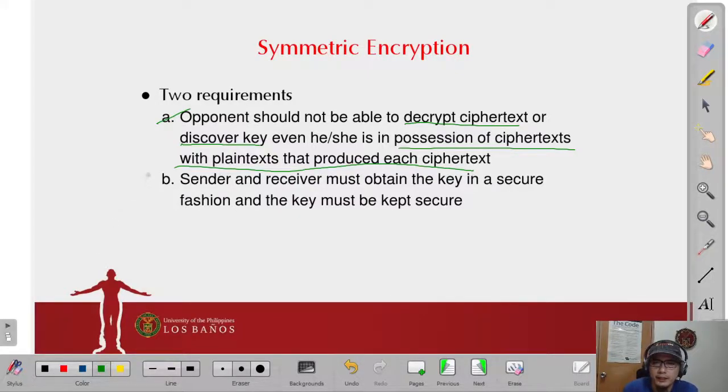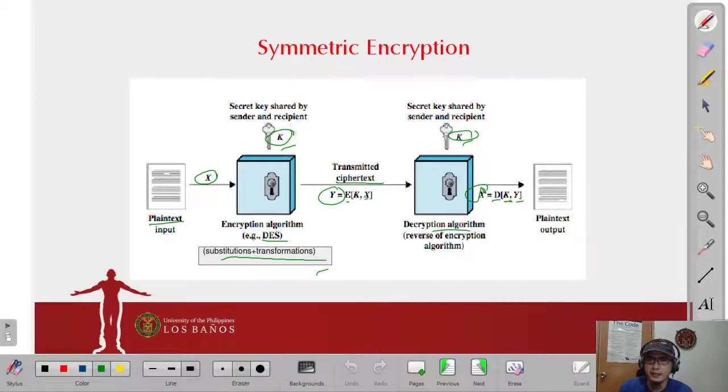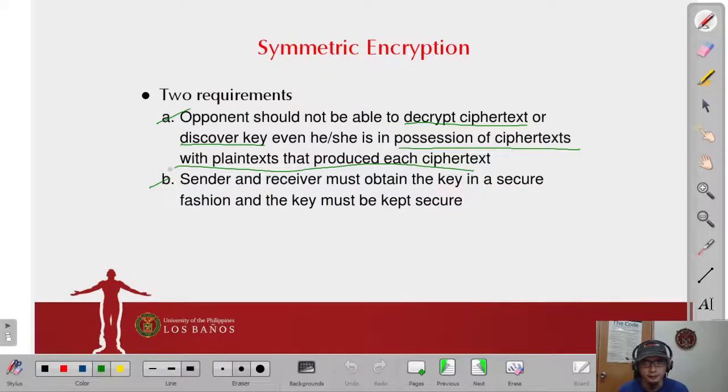The second requirement is that the sender and the receiver must obtain the key in a secure fashion. This is a question of key distribution. Since the key is shared, how does the sender give the receiver the key? So the keys should be distributed in a secure manner. If either of these two fails, then symmetric encryption will not work.